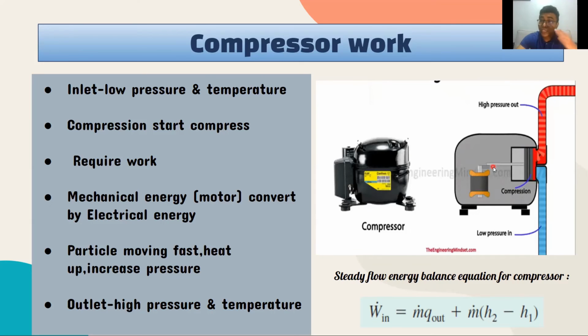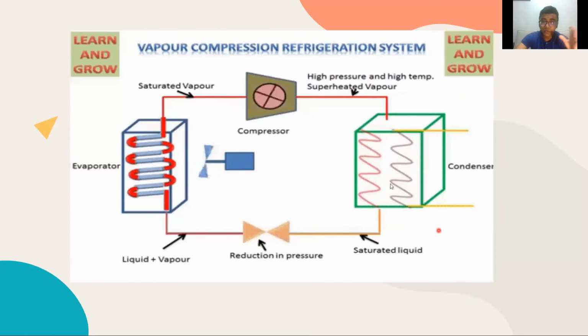Here, we know the vapor refrigerant will start to compress in the compressor chamber. It will heat up because the particles here will increase the pressure and increase the temperature. At the outlet, we will have a high pressure and high temperature. So from the theoretical side, we will have these equations, the steady flow energy balance equation for the compressor, just for the theoretical. And then we will have high pressure and high temperature at the outlet, and it flows into the condenser.